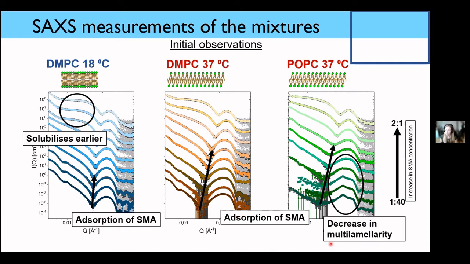Also, interestingly, in the pure POPC lipid vesicles, we have quite defined Bragg peaks here. So they have quite a large fraction of multilamellar vesicles. But this multilamellarity decreases as we increase the SMA concentration, without seemingly disrupting the vesicle scattering. So those were just some qualitative observations that we can make from the scattering data.